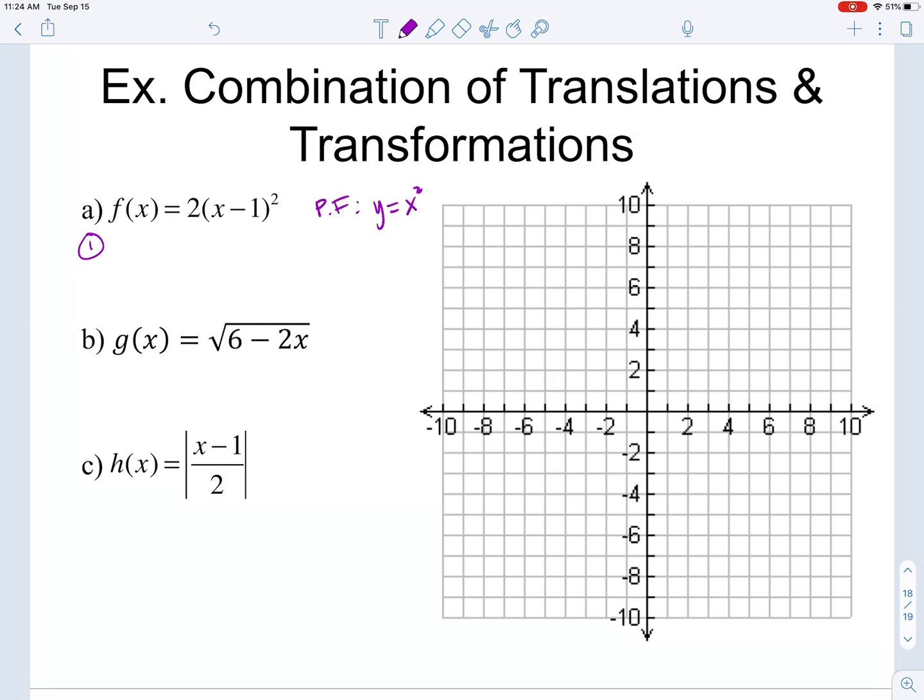The first one is from that 2. So that 2 is actually a vertical stretch by 2, which means all the y coordinates for the parent function are being multiplied by 2. And then that minus 1 is a horizontal shift to the right 1.